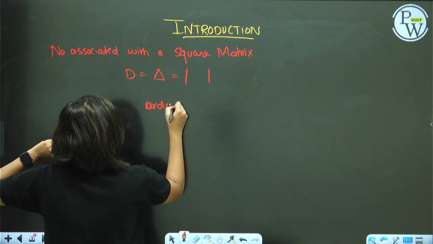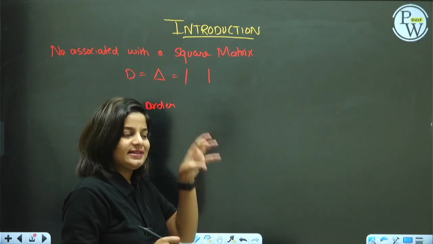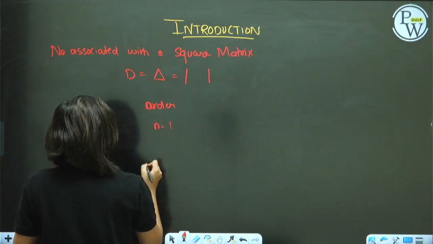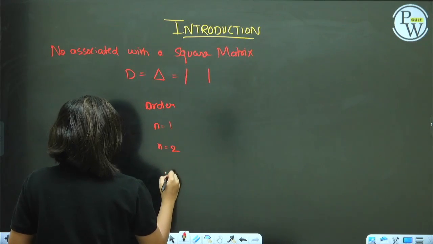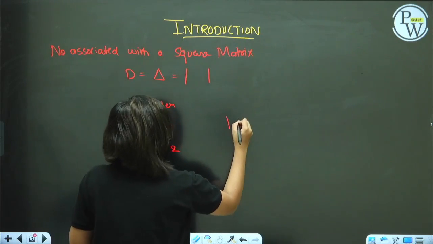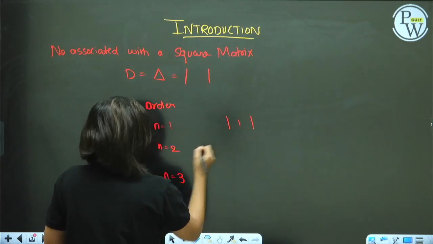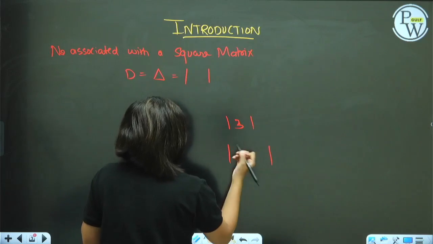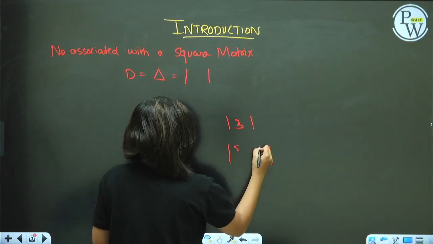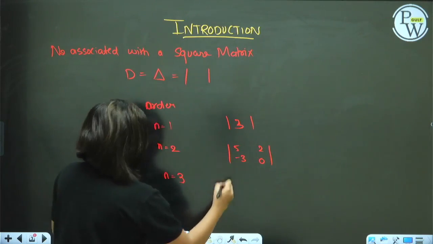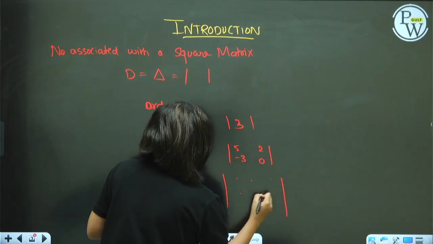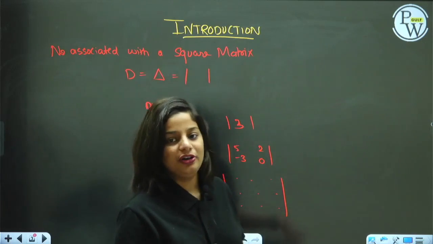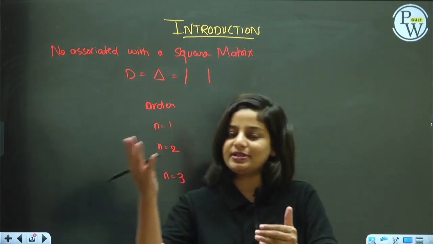Order of a determinant. Unlike a matrix, which has the number of rows and columns specified, your number of rows and columns are always the same, so we just write n equal to 1, n equal to 2, n equal to 3. 1 will mean it has 1 row and 1 column, suppose the element 3 in it. 2 will mean it has 2 rows and 2 columns, 5, 2, minus 3, 0. 3 means it will have 3 rows, 3 columns, that means a total of 9 elements. Similarly, an nth order determinant can also be formed with n rows and n columns.